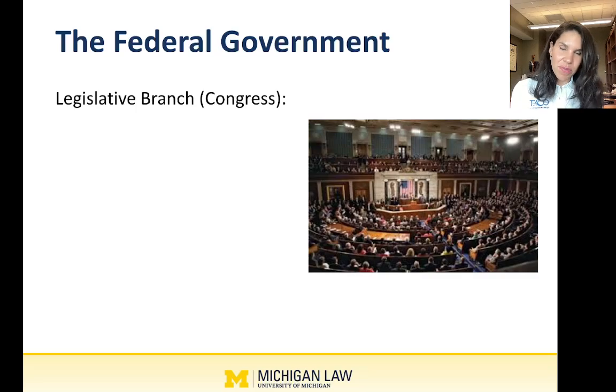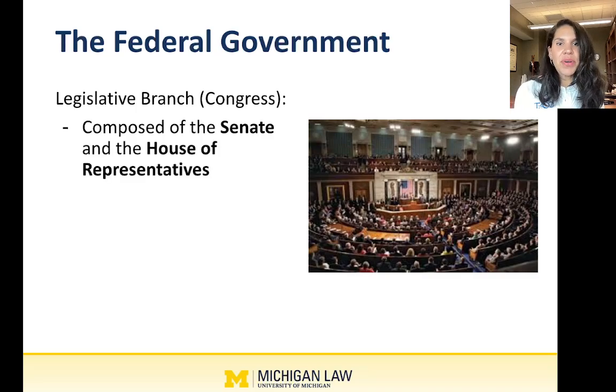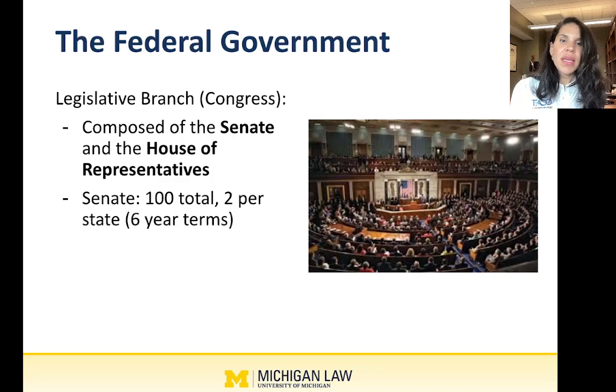So the legislative branch, known collectively as Congress, is composed of the Senate and of the House of Representatives. Those are our two branches of Congress. In the Senate, we have 100 elected officials, 100 senators. Each state gets 2 senators. Regardless of size, regardless of population, every state gets 2 senators, and they serve 6-year terms.